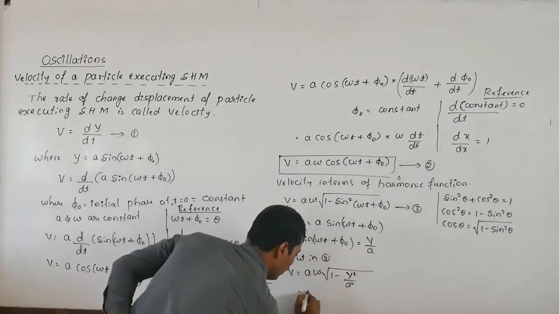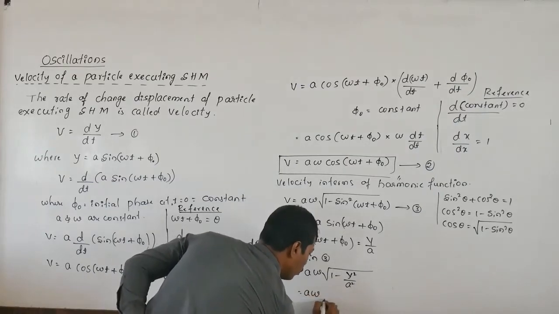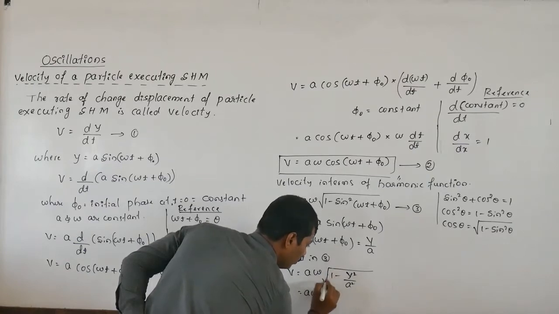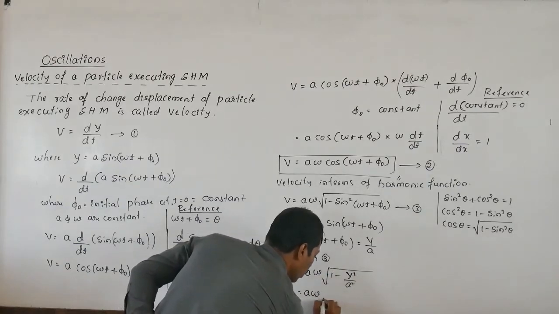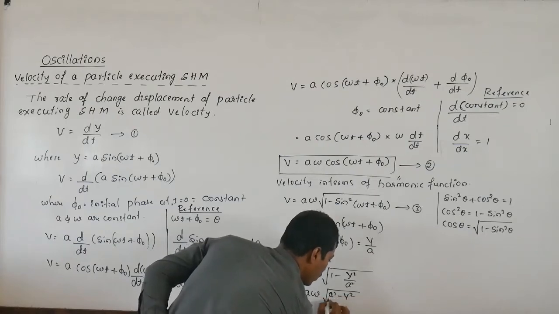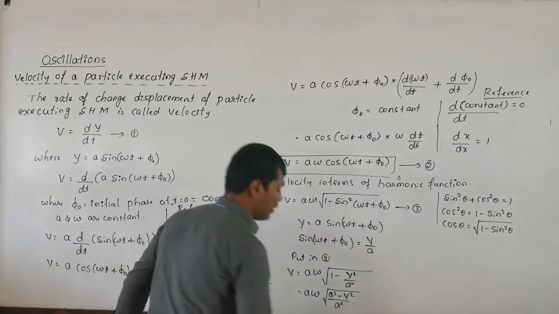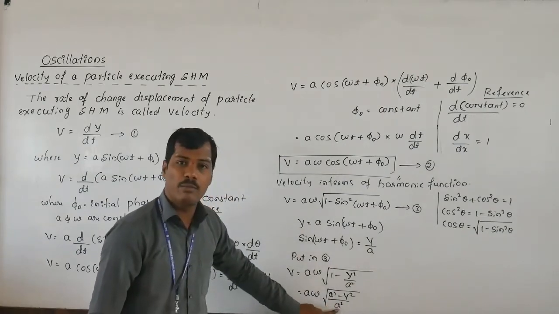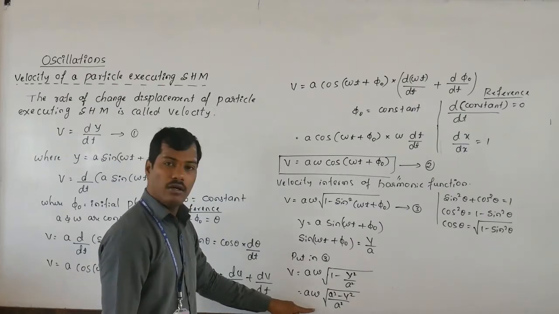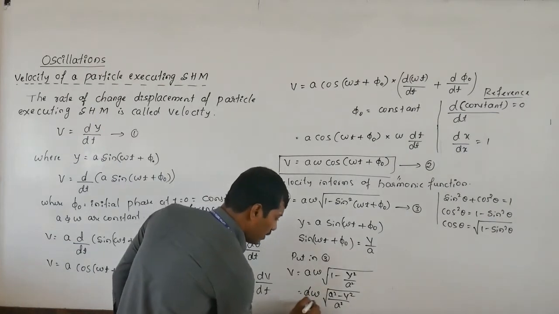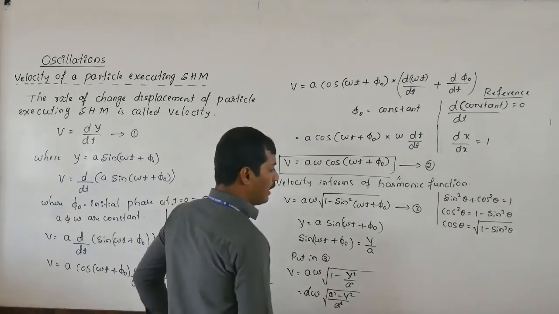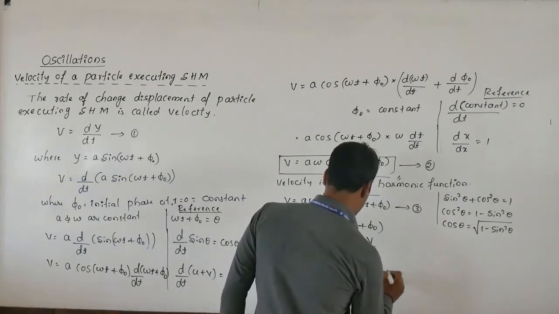Then a into omega root of this whole thing. You have to write the whole root: the root of a square minus y square divided by a square. If you take this denominator outside, root of a square is nothing but a. Then these two get cancelled. Next, directly the velocity equation is here.